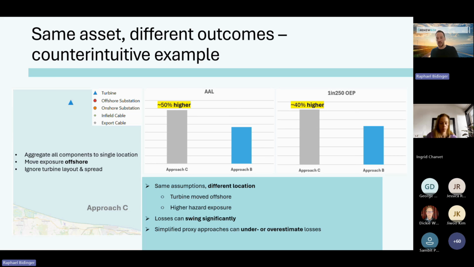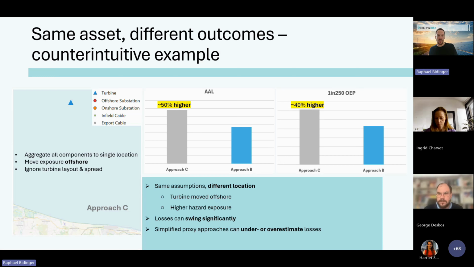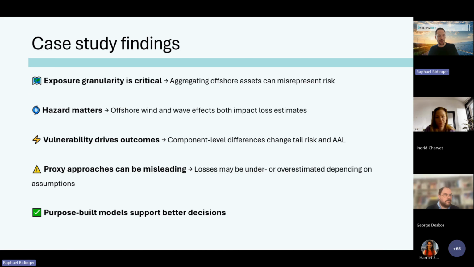So you can see that with only a very small change in your underlying assumptions, the losses can swing quite a lot from being materially understated to overstated. And that just highlights that they are very sensitive to the assumptions you're making, and they can very easily misrepresent your offshore wind farm risk. So that was it for the case study.